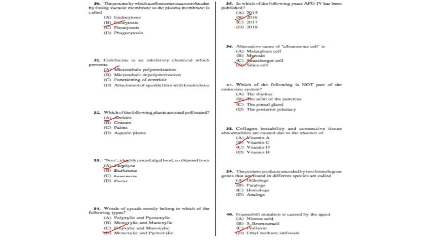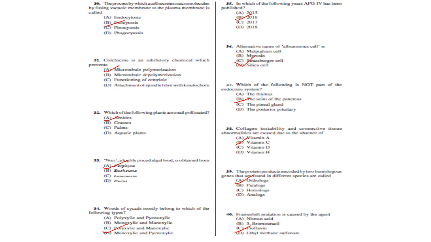Then in which of the following years has APG4 been published? So it is Angiosperm Phylogeny Group. Answer is option B, that is 2016. Then alternative name of albuminous cell is. So it is also called Strasburger cell. Answer is option C. Then which of the following is not part of the endocrine system?